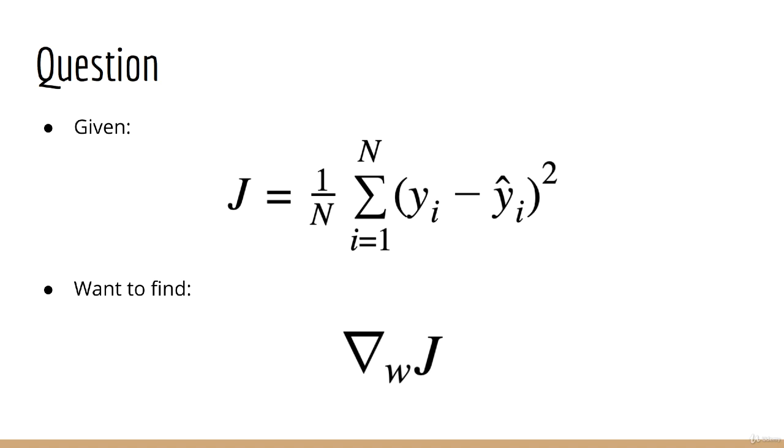The next question is this. Because we know that gradient descent is one method for solving for the optimal value of w, let's find the gradient of the mean squared error with respect to w. Of course, this would be necessary in order to even do gradient descent.